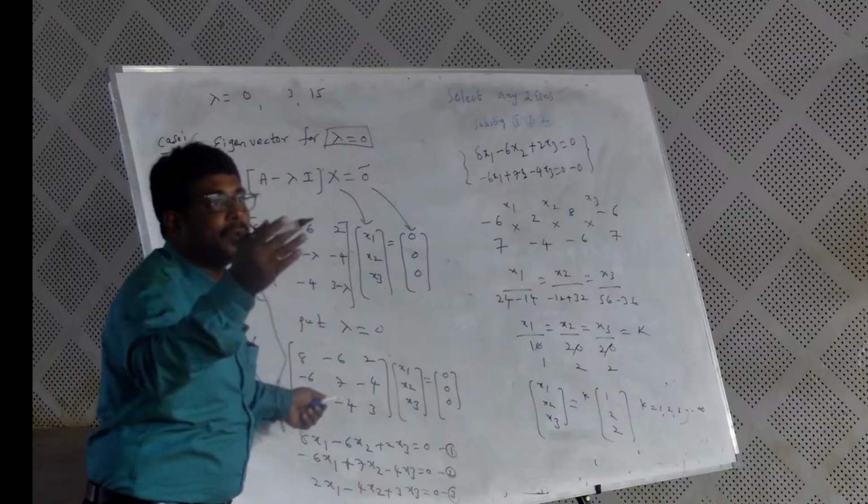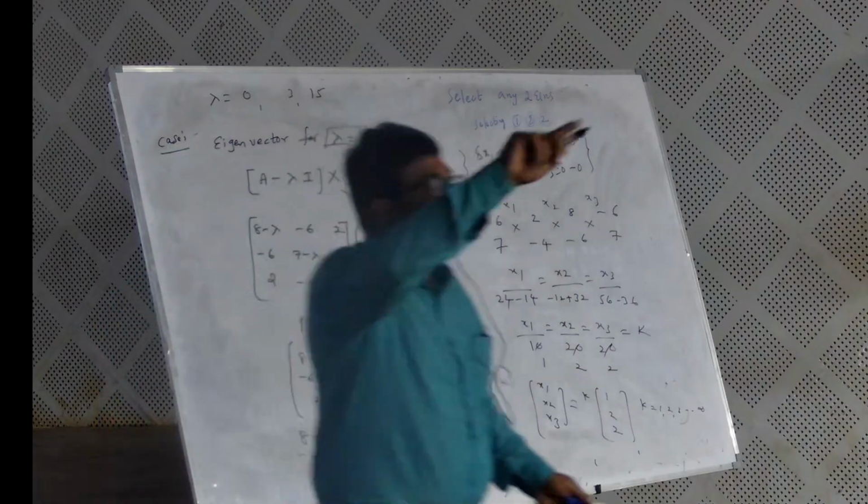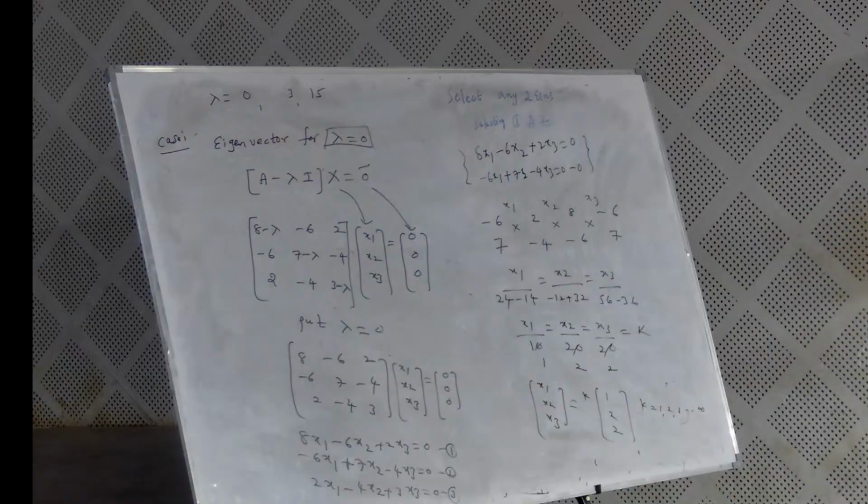Go on, continue. Rank less than n comes. What will you get? Then the system contains an infinite number of solutions. The number of linearly independent solutions is n minus r.